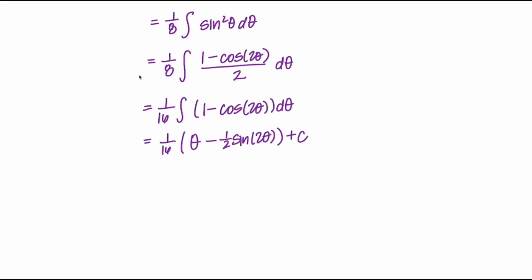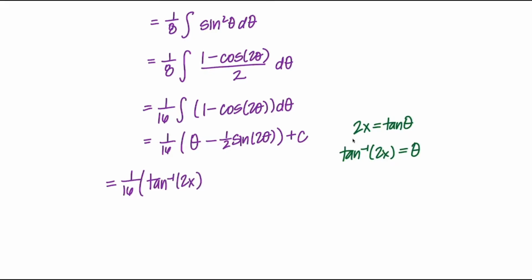All right, so now we got to get ourselves back to x. Let's remind ourselves, originally we said 2x is equal to tangent theta. So here, if we want to go ahead and replace theta, we can take tangent inverse of both sides. So we know tangent inverse of 2x is equal to theta. So we can make that replacement. So we can say 1/16 and then tangent inverse of 2x.